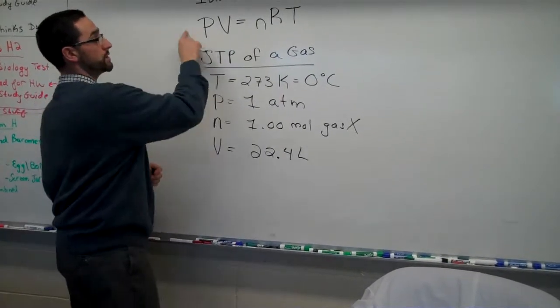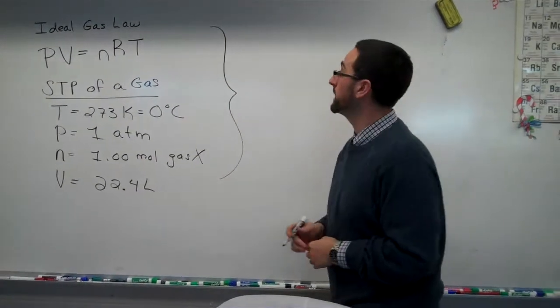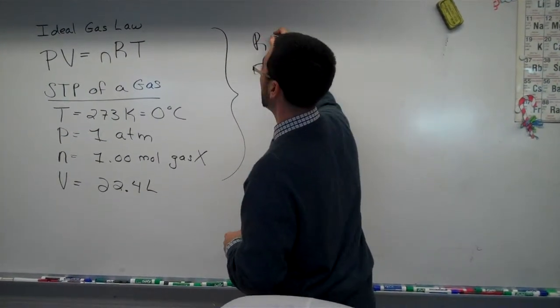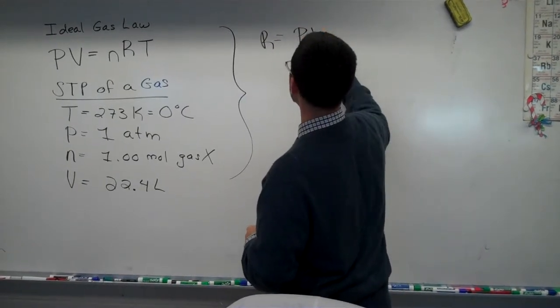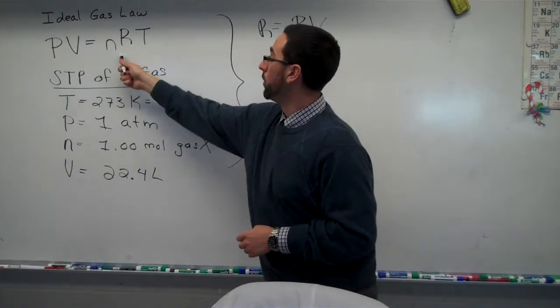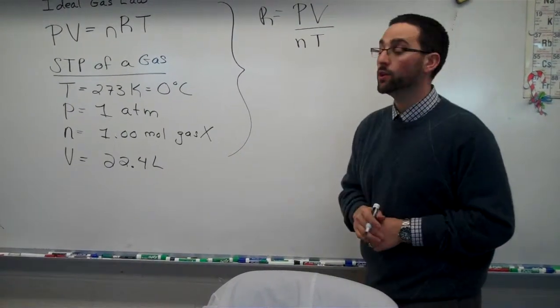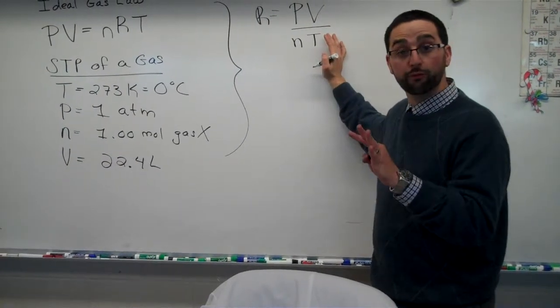So if we transpose this equation to solve for R, what we end up getting here is R equals pressure times volume divided by moles times temperature. Now if you notice here, nothing's going to cancel. We're going to have 4 units on this.